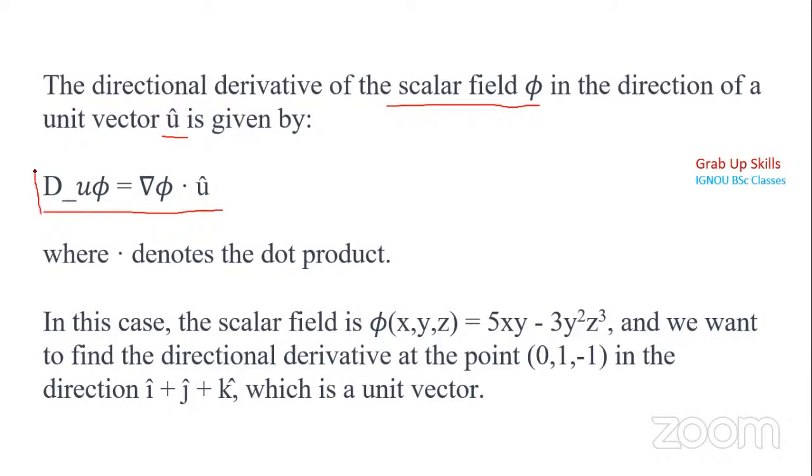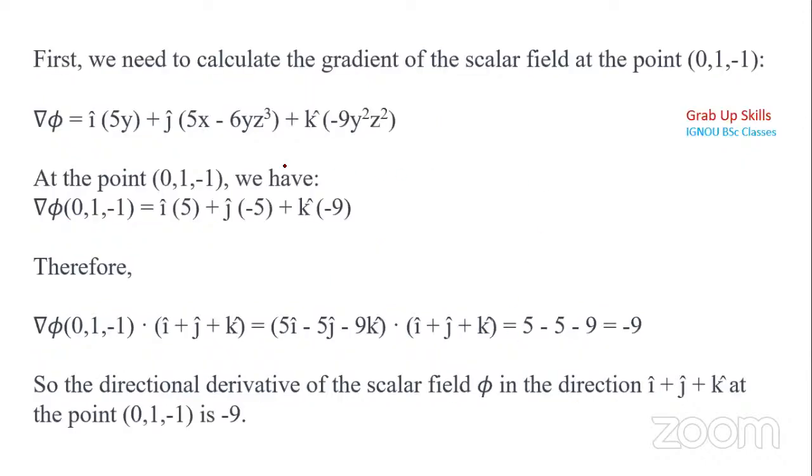This is the formula, where dot denotes the dot product. In this case, the scalar field is phi of x, y, z, that is 5xy minus 3y square z cube. Now we need to find the directional derivative at the given point, in the direction of i plus j plus k cap, which is a unit vector. So first we will calculate the gradient at this given point.